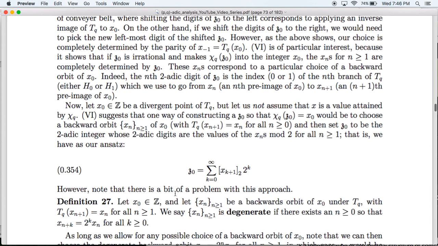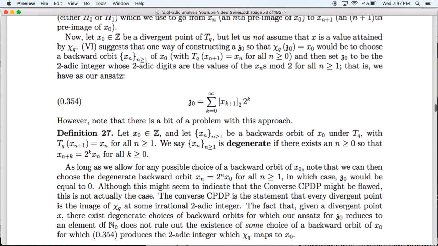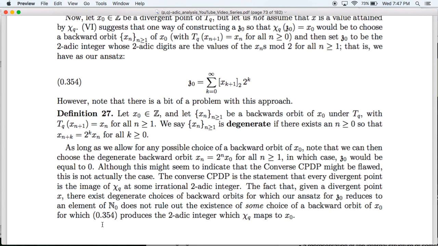And indeed, given any x0, I will say that the backwards orbit under tq of x0 is degenerate if at every stage we just picked the even branches inverse and just kept multiplying by 2. As long as we allow for any possible choice of a backward orbit of x0, note that we can then choose the degenerate backward orbit, in which case z0 would be equal to 0. Although this might seem to indicate that the converse CPDP is flawed, this isn't actually the case.